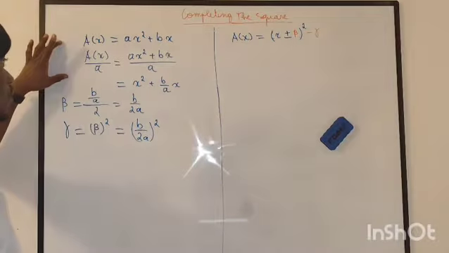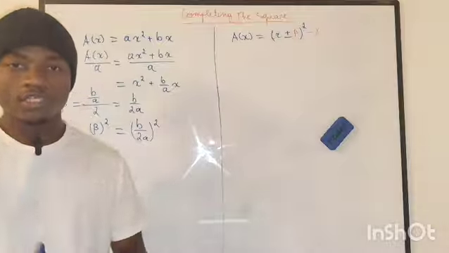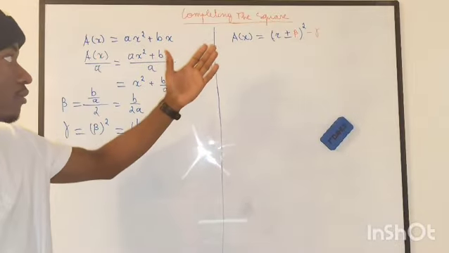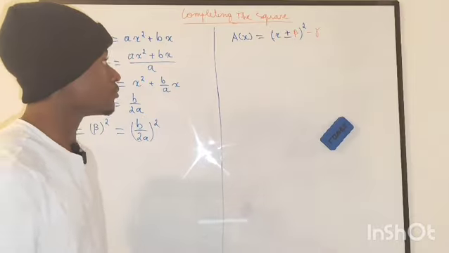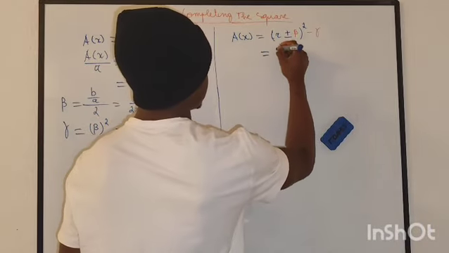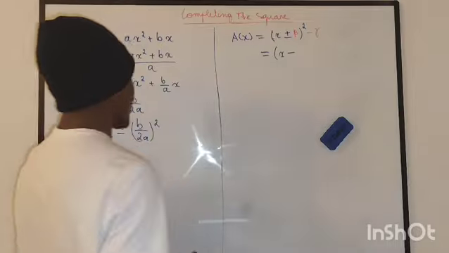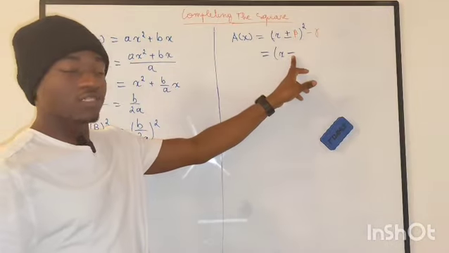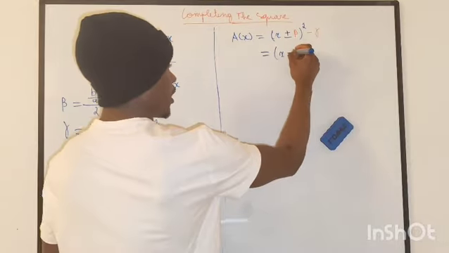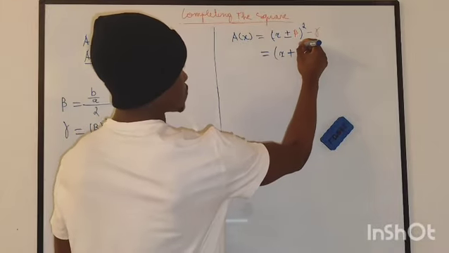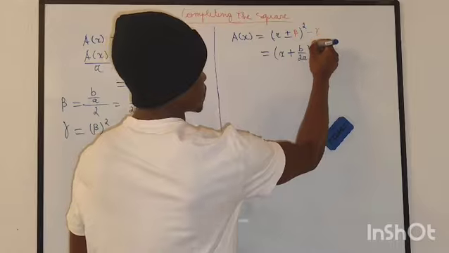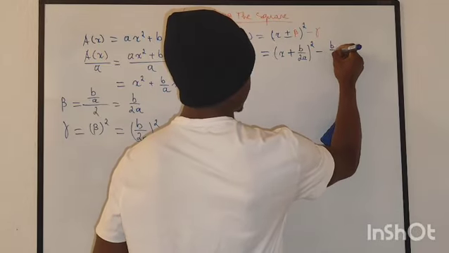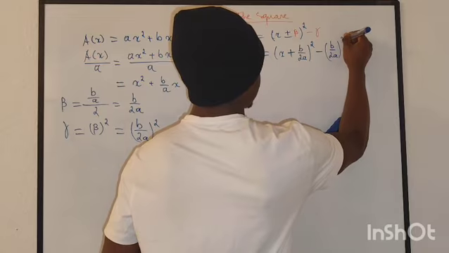So we've done the first and the second step. The third step is just to replace the value of beta and gamma in the previous form, or in the form that we want to reach. We have here x plus or minus, but which sign do we take here? Since we have plus here, we must write the same sign here, like x plus b over 2a, squared, all the way minus gamma. Gamma is b over 2a squared.